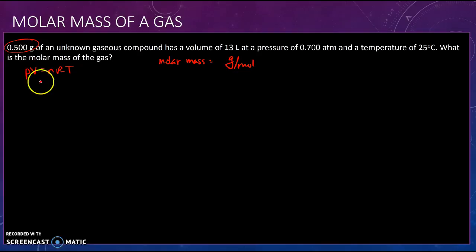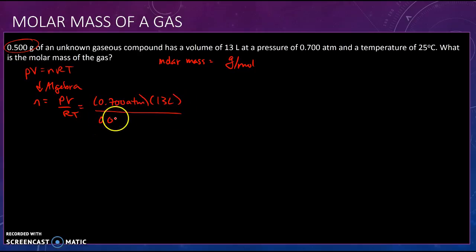So in this case, I'm going to solve for n using algebra, the famous algebra arrow. So n will be equal to PV over RT. And we can just plug numbers in. So we'll have 0.7 atmospheres, volume of 13 liters. Then we have 0.08206 atmosphere liters per mole Kelvin. So again, always watch units here. And our temperature, remember, has to be in Kelvin, so that's going to be 298 Kelvin. So 25 degrees Celsius is 298 Kelvin.